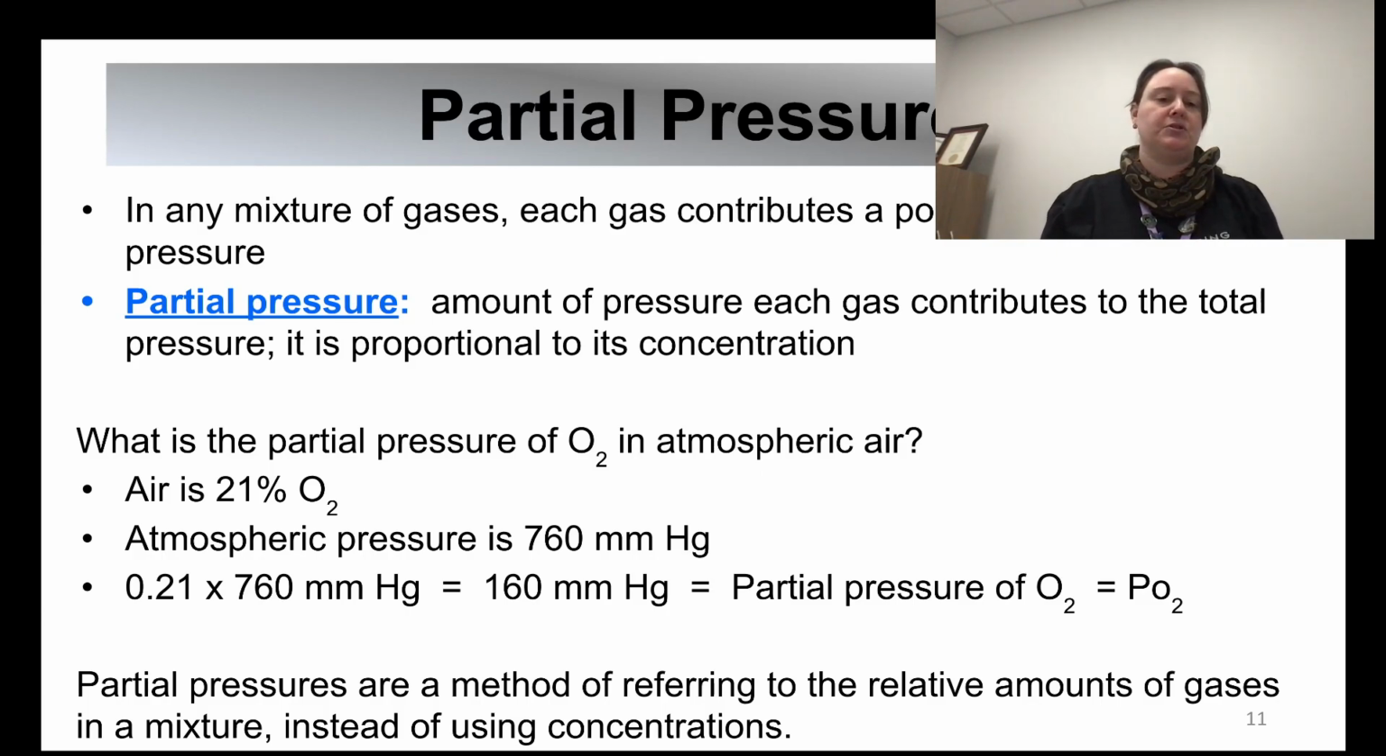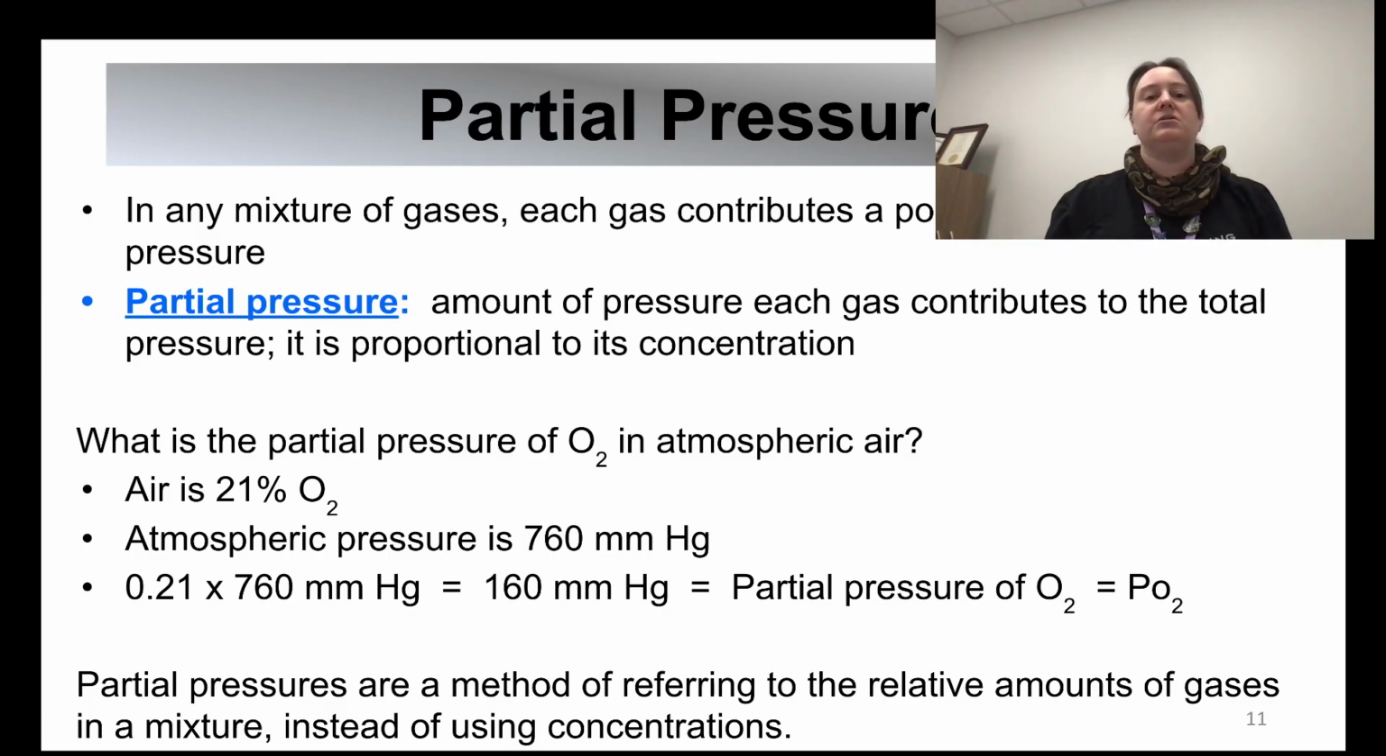So what's the partial pressure of oxygen in atmospheric air? Keep in mind, air is not all oxygen. What we're breathing right now is mostly nitrogen, but we don't really pick up nitrogen in gas form. We just breathe it back out. It's just part of the mix. Our atmosphere is 21% oxygen.